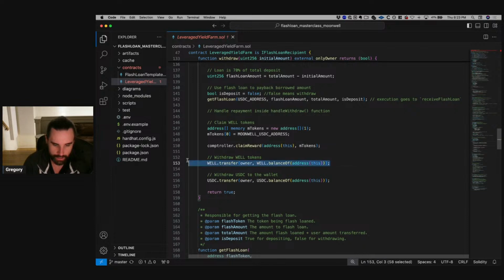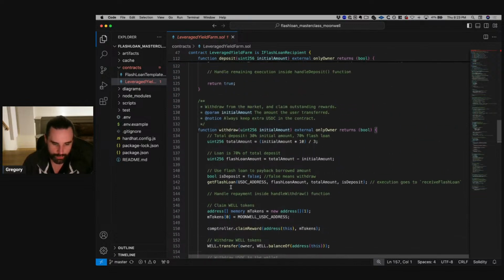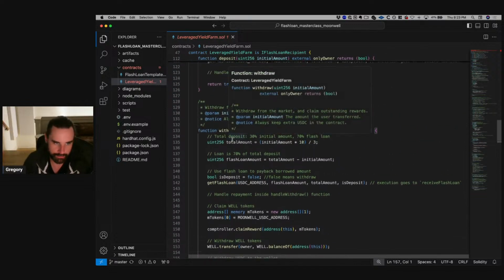Okay. So it's going to take everything out of Moonwell, out of this contract, send it to your wallet, and then it's going to take all the USDC that's now in this contract and also send that to your wallet. So whenever you withdraw, it takes everything out of everything and puts it into your wallet. Okay. So that's an overview of how this code works.